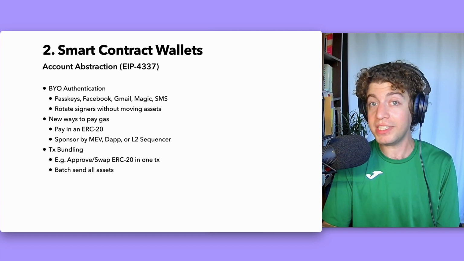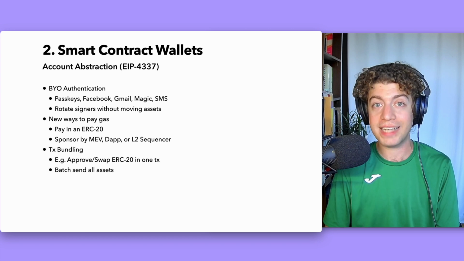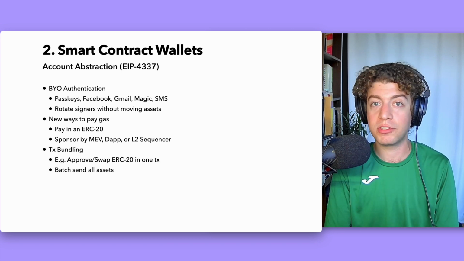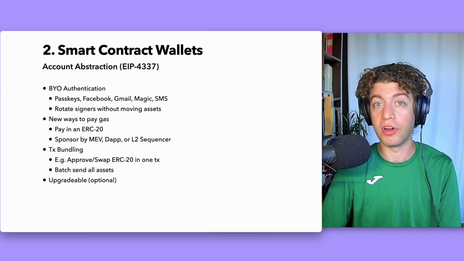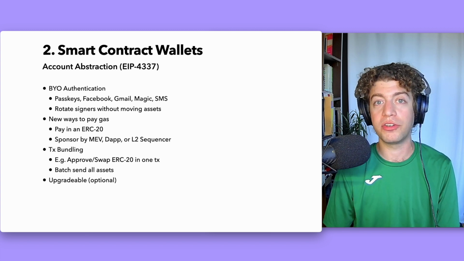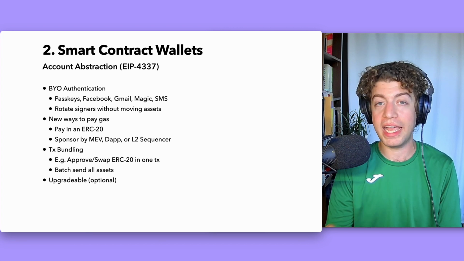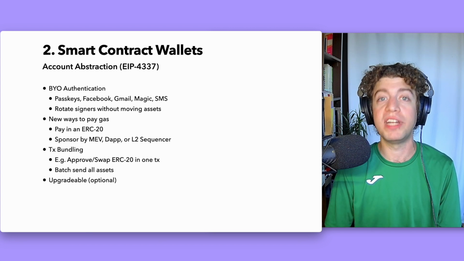You can also do crazy things like batch send all of your assets as long as they fit within the block gas limit. So you could imagine sending all of your ERC20s and all of your 721s in a single transaction, gas permitting. That's great for upgrading to a different wallet. If you want to just upgrade the implementation of the wallet that you're using without moving the assets, there are optional ways that you can make an AA wallet upgradable so you can improve its affordances over time without having to move any assets.